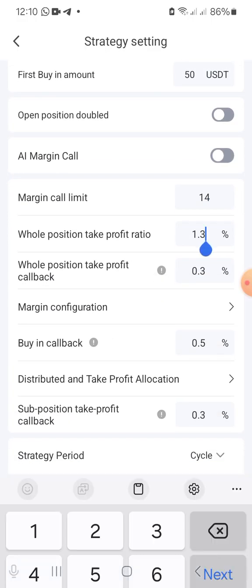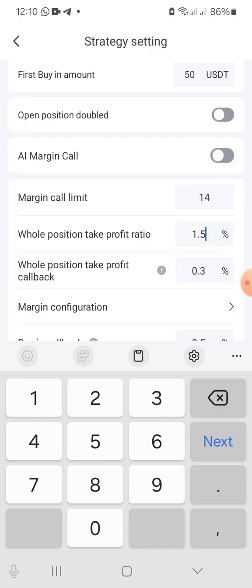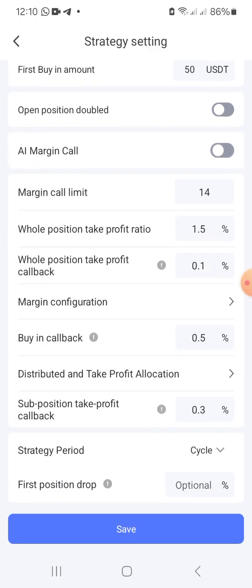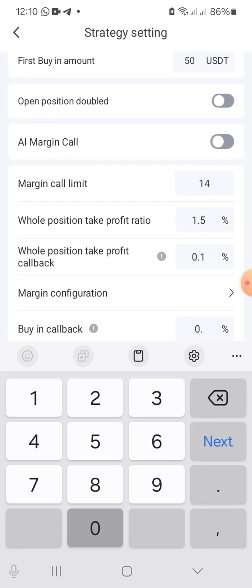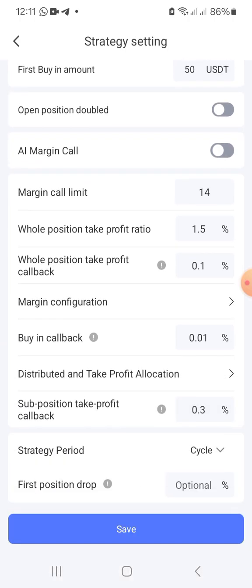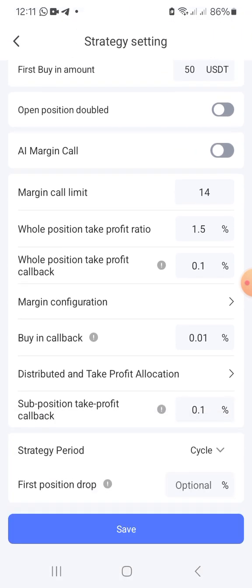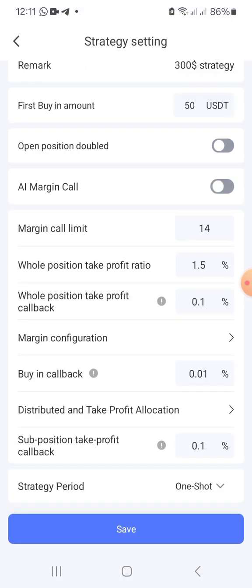Okay, now the take profit, I always take 1.5. You can take up to 3 according to the signal given, but for me, I always take 1.5. Now for the position take profit callback, I always use 0.1 in a good market. Now buying callback, I always use 0.01. This is a sub position take profit callback, I always use 0.1. Then strategy period should be on one shot, not cycle, down there.